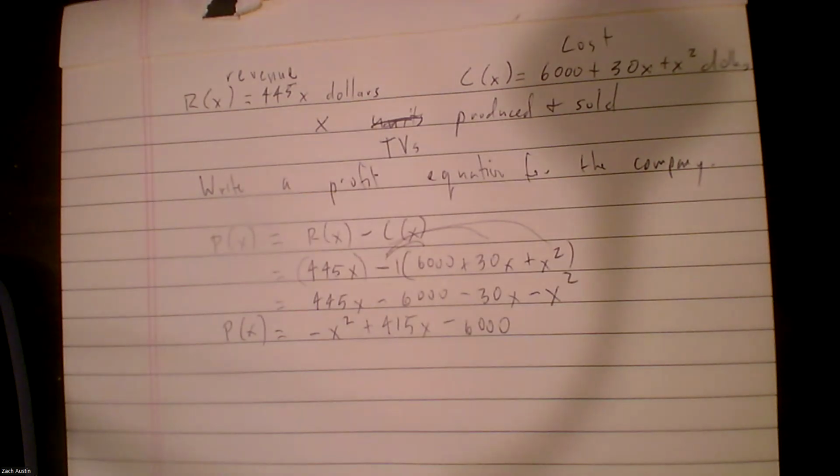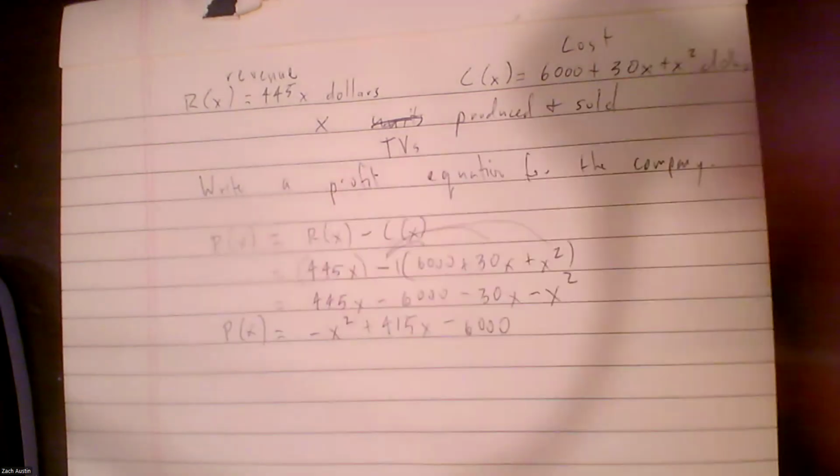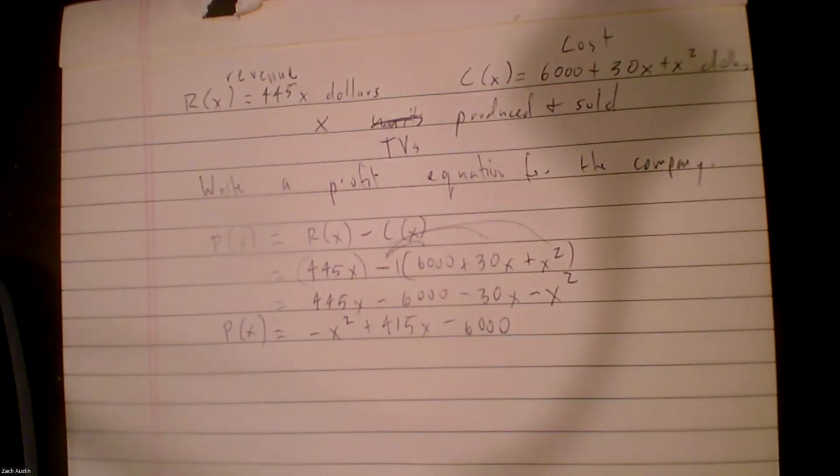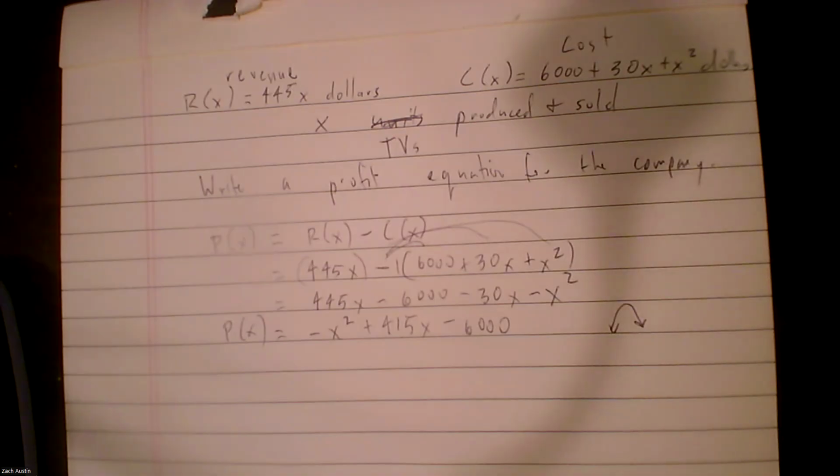Okay, so let's think about this for a second. What do we know about this profit equation? Well, I know a few things just from looking at the form. This is a quadratic equation, and my a value is negative. We talked a ton about this last time. That means this is going to be a U-shaped graph that opens down.